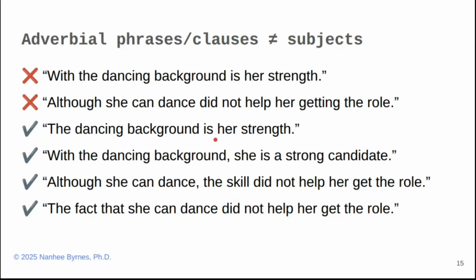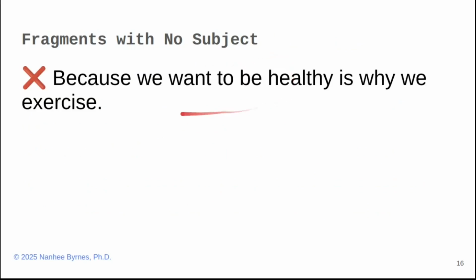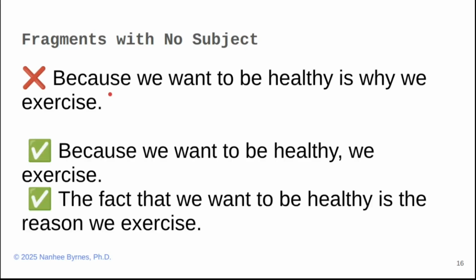Sometimes fragments appear when writers confuse adverbial clauses with full sentences. For instance, because we want to be healthy is why we exercise. This is incorrect. We can fix it by turning the adverbial into part of a main clause. Because we want to be healthy, we exercise. Or we can restructure it into a noun clause. The fact that we want to be healthy is the reason that we exercise.